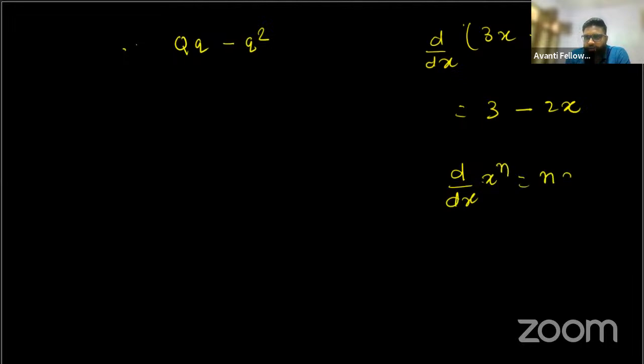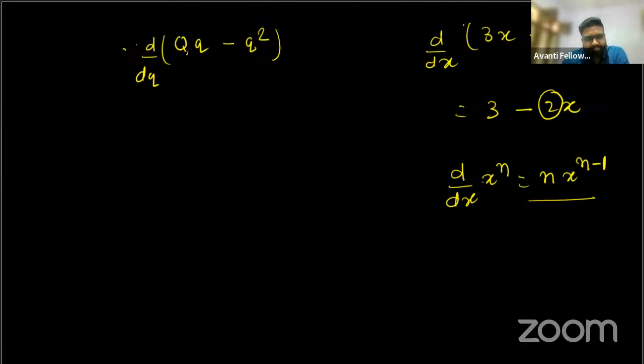d by dx of x raised to the power n equals n into x raised to the power n minus 1. Always remember. So here the power is 2, so 2 will come in front. n, then x raised to the power n minus 1, 2 minus 1, which automatically results in 1. Similarly, d by dq we are doing. We have to differentiate only small q terms. The capital Q is constant.